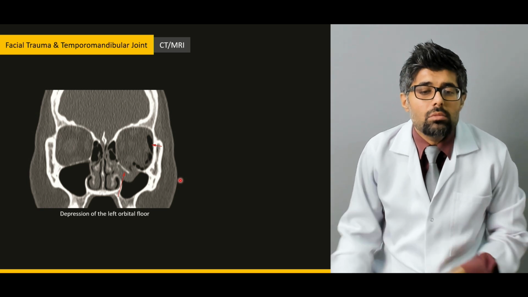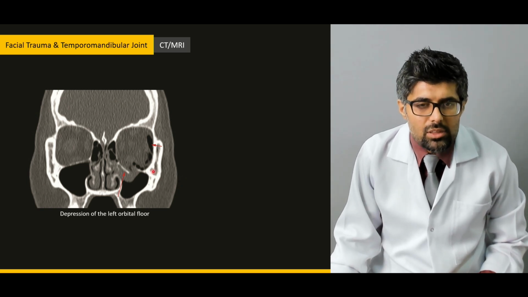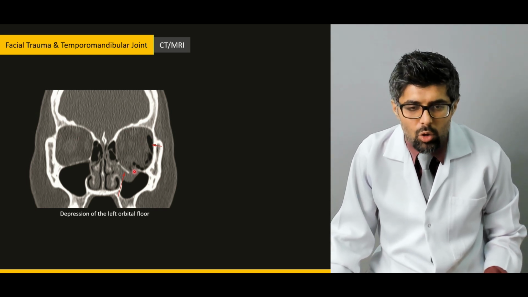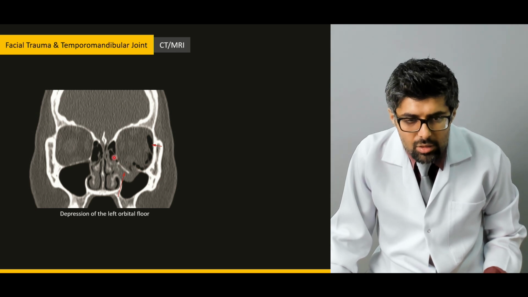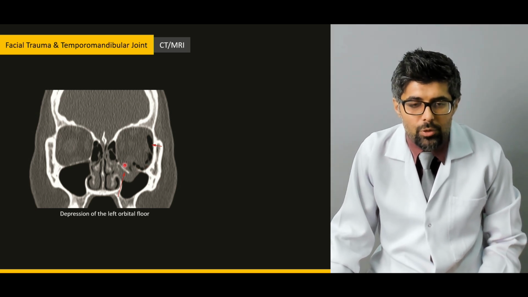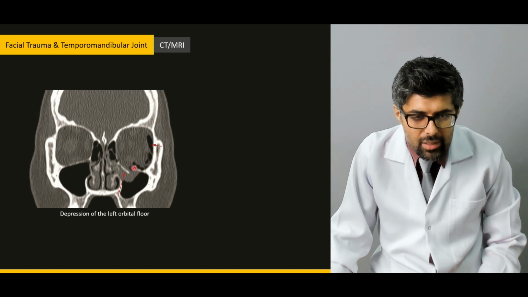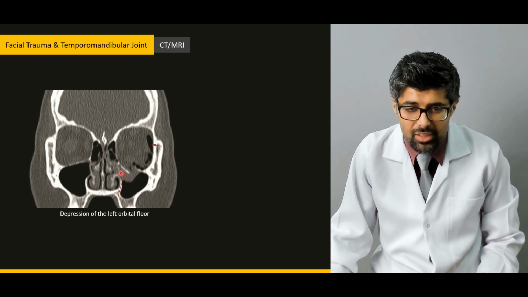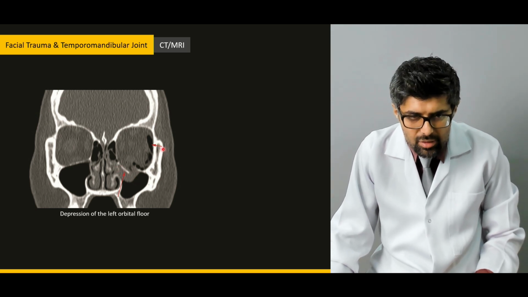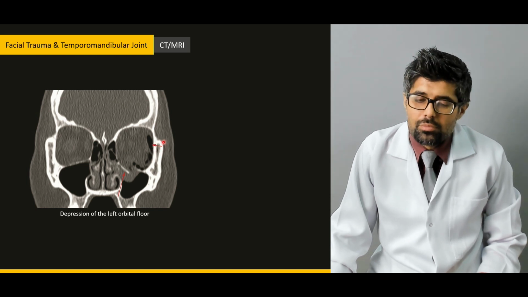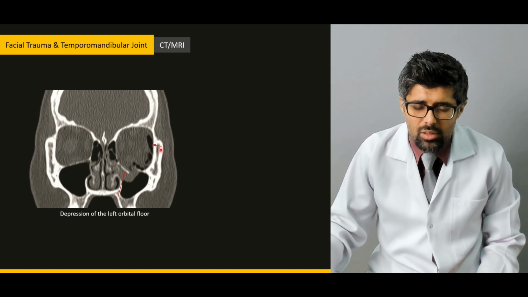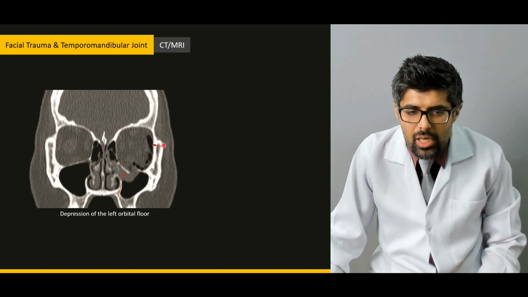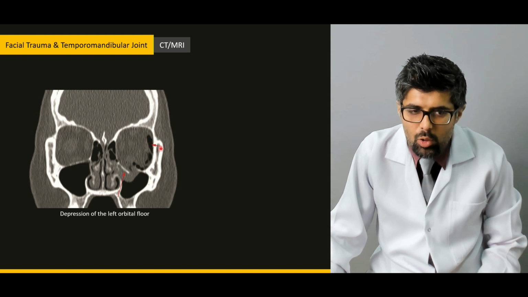Here, this is a CT scan of a patient where the left orbit is collapsed. The lower level of the orbit is collapsed and its contents are spilling into the maxillary sinus. You can also appreciate here the frontal sinus is also having its air inside the orbits of the patient.